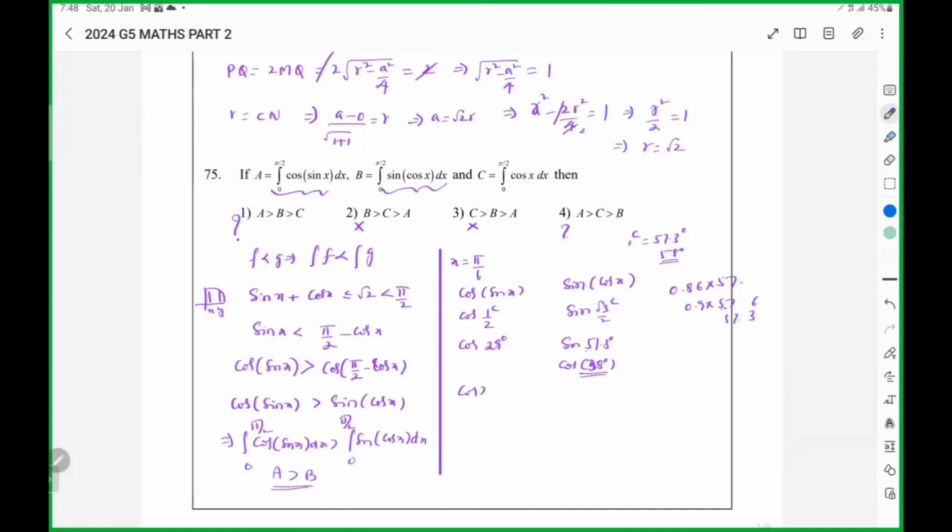So it's very clear, cos 29 is greater than cos 38. So that means A is greater than B. Here also, the same x you substitute, cos 30 degrees. So I can write cos 29 more than cos 30 more than cos 38. That is A greater than C greater than B. This is the final answer.